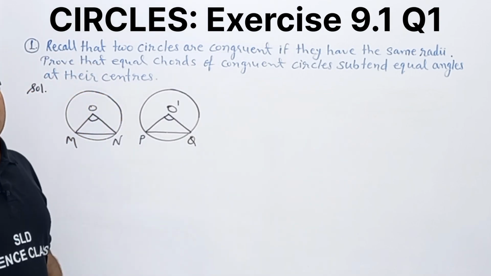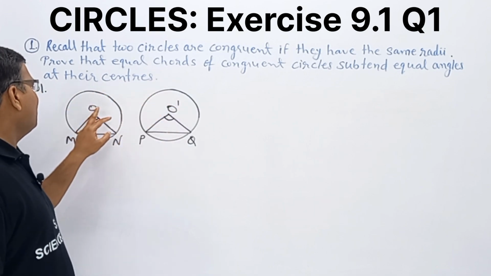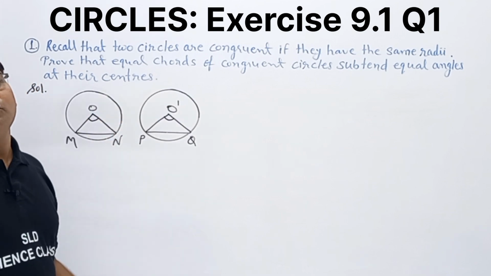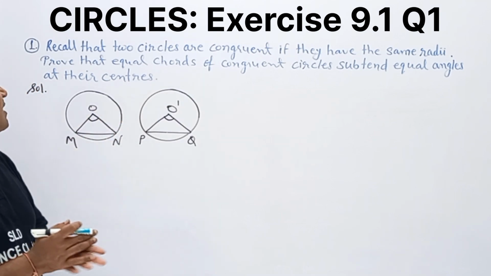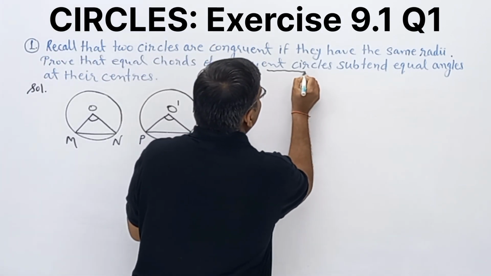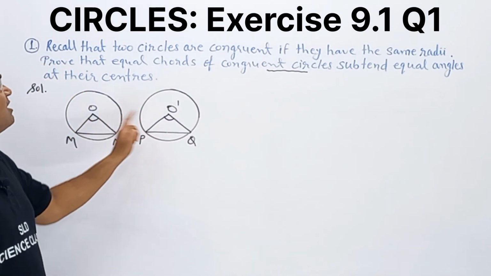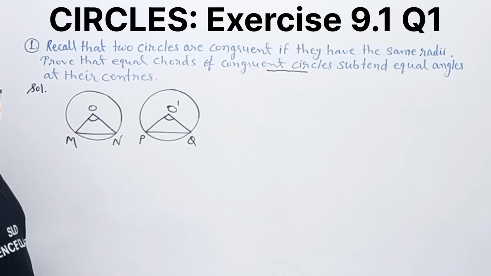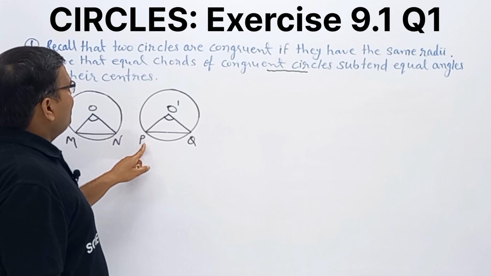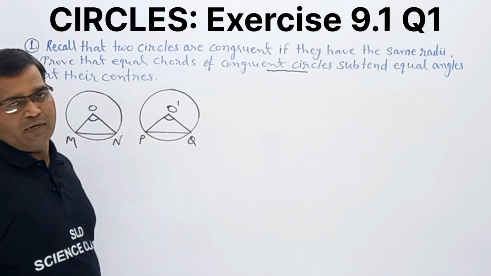Two circles are congruent. So I am taking two circles, one having center O and another having center O dash. These two circles are congruent. Congruent circles means both circles have equal radii. Clear? It means MO equal to NO equal to PO dash equal to QO dash. All radii are equal.